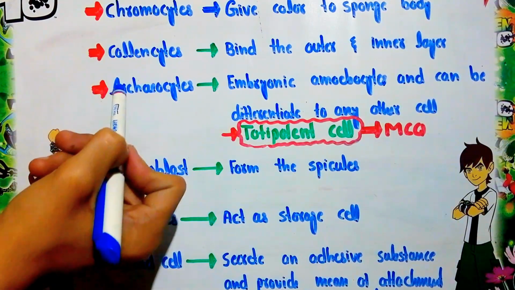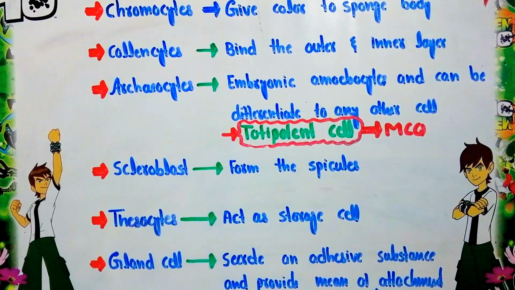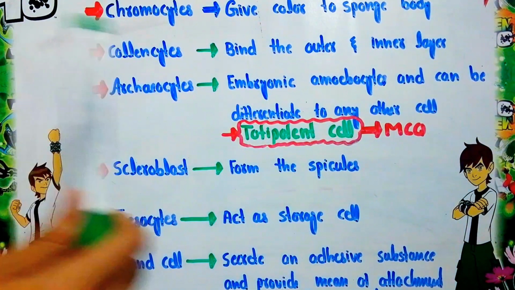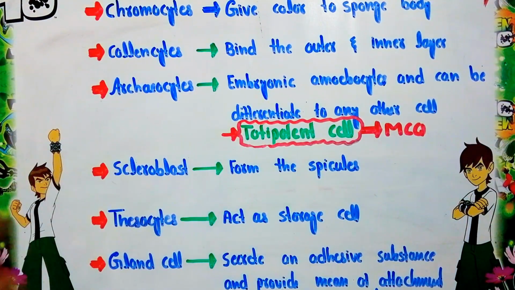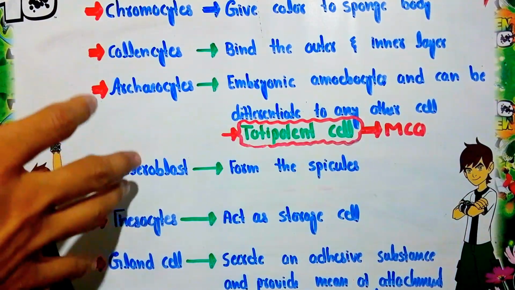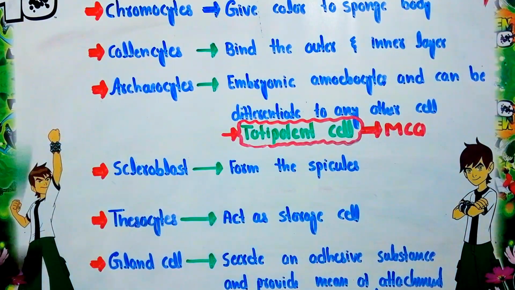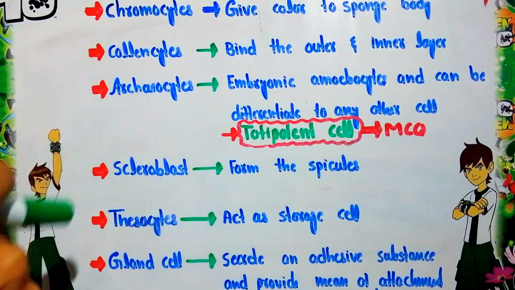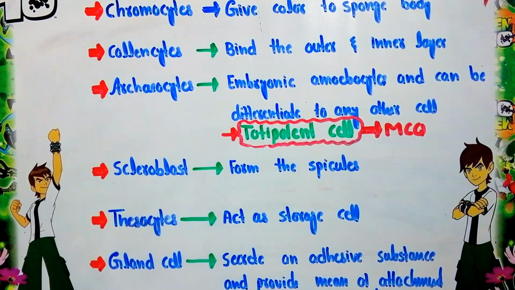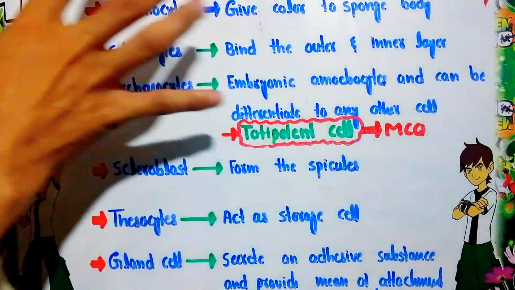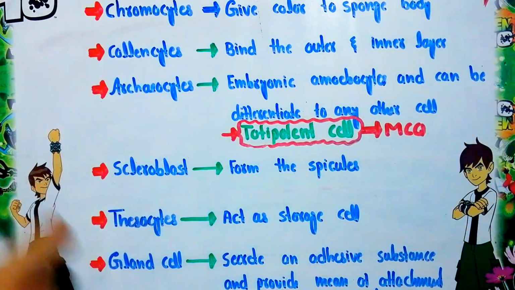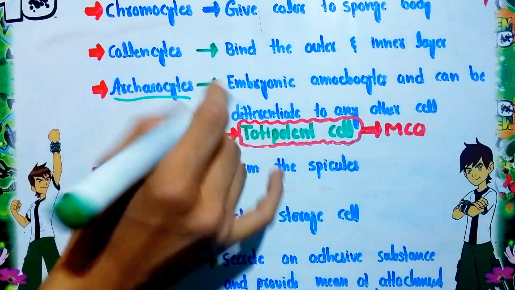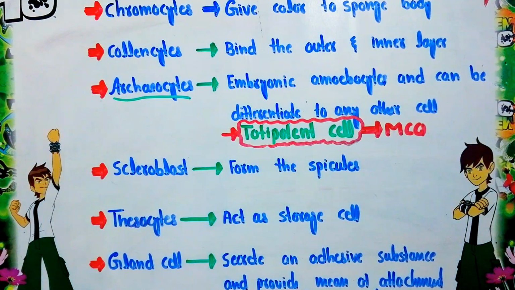Now the third one is archaeocyte cell. Archaeocyte cell is very important. This is actually the embryonic amoebocyte cell and can be differentiated into any other cells. So it has the ability to be converted into other types of cells. That's why it is called a totipotent cell. Totipotent cells are cells which can be converted into any other type of cells. Which of the following is actually the totipotent cell among these amoebocyte cells? Actually the archaeocyte is a totipotent cell. So you have to remember this from the MCQ point of view.